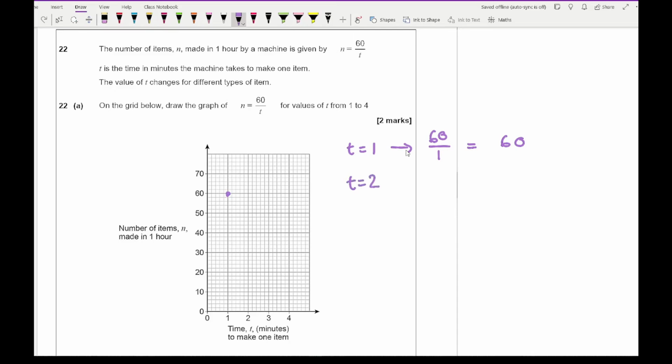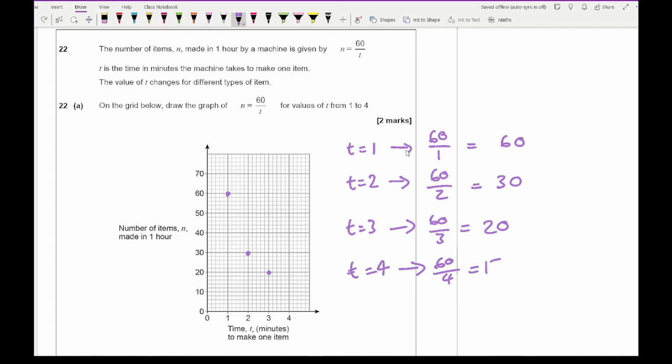When t equals 2, we end up with 60 over 2, which equals 30. So it's going to be (2, 30), which is there. When t equals 3, it's going to be 60 over 3, which is 20. So at 3, it's 20. And when t equals 4, it's going to be 60 divided by 4, which is 15. So at 4, 15, which is roughly about there. And again, what you then want to do is potentially draw a curve going through each of those plotted points.